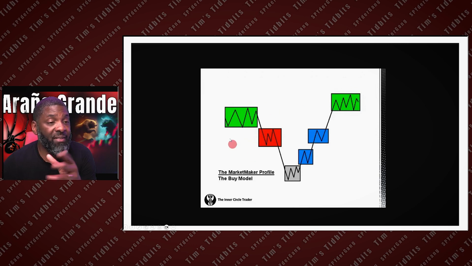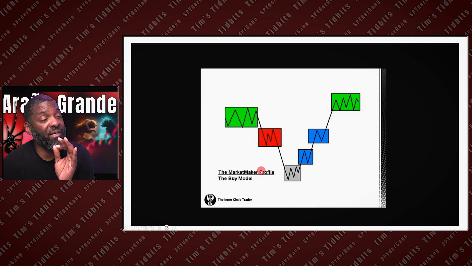Now, this is another crude depiction of a market maker model. Before, if you noticed, we didn't have any lines connecting the different areas of price action, consolidation, whatever you want to call it, because what happens in between those areas is not what's important. What's important is what happens at those areas, right?